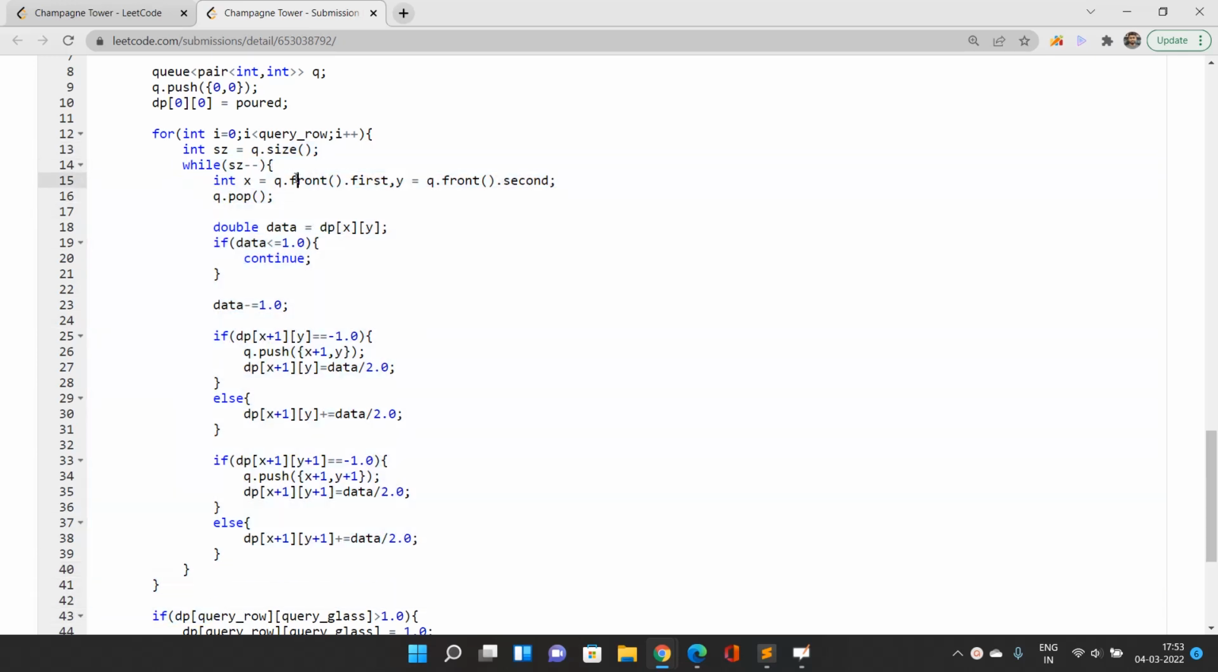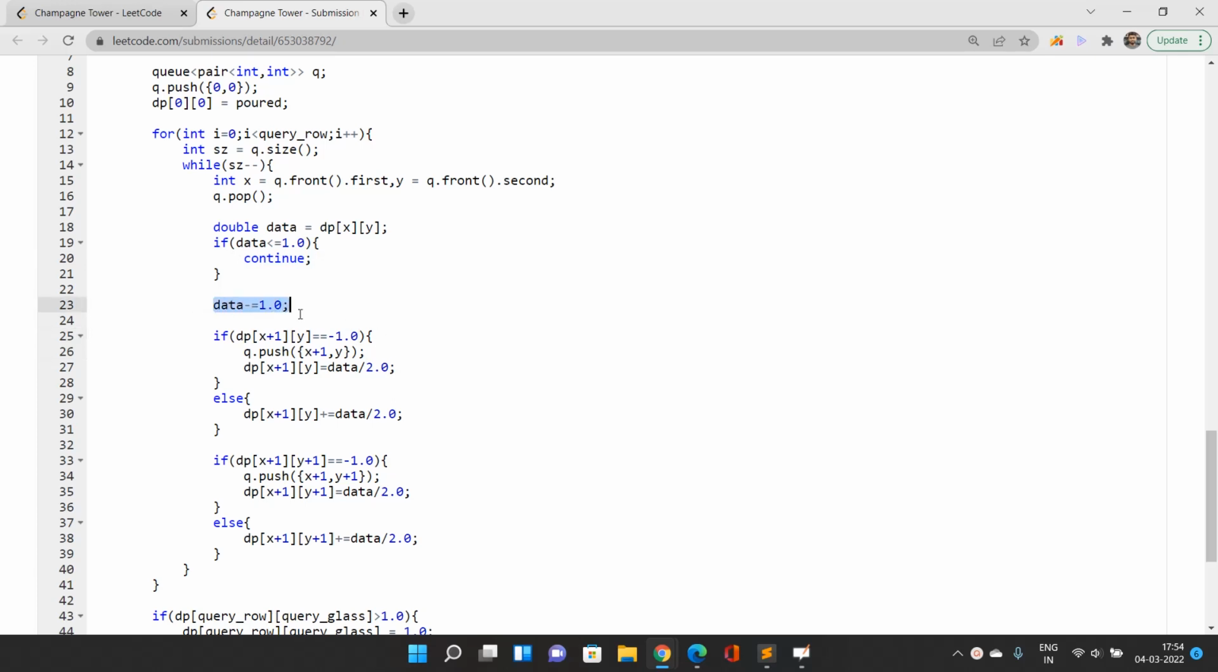Right? So extract the class number, like row number of this class, column number of this class, pop it out. Now you can see this data is this dp of xy, which is actually the amount of water that is present over here. Now if it is less than 1.0, you can easily see the glass is not filled, or let's say it is 1.0, so the glass is completely filled, so none of the water is going to be overflowed. So in that case we are going to use the continue, we are not going to move further.